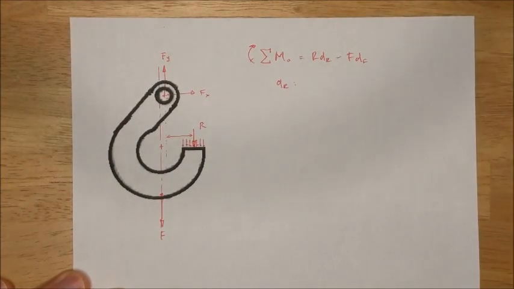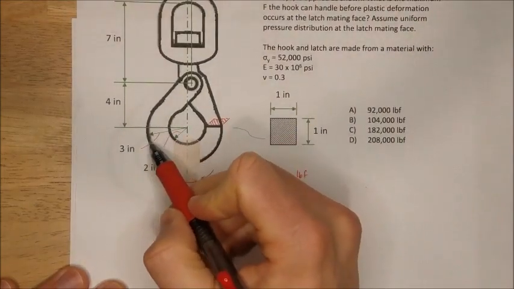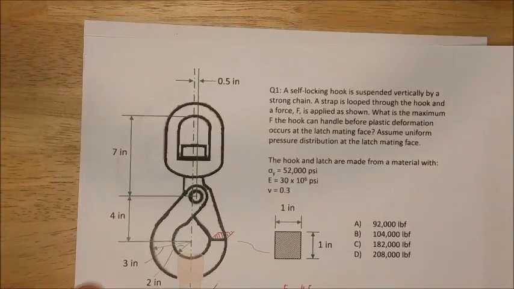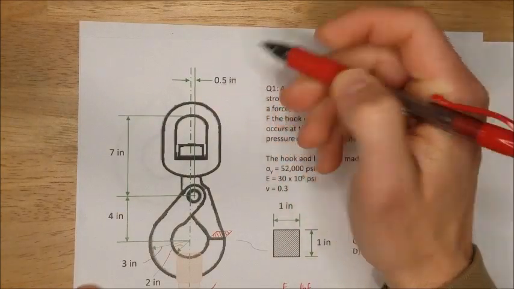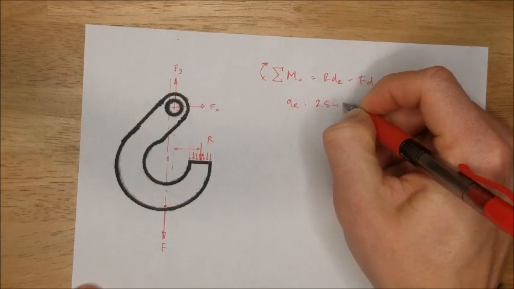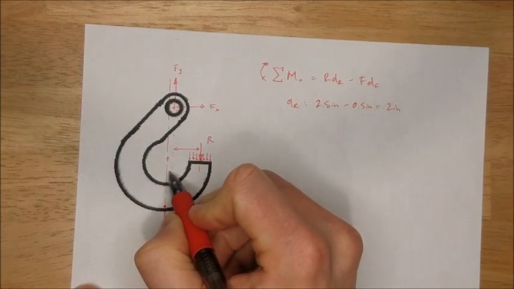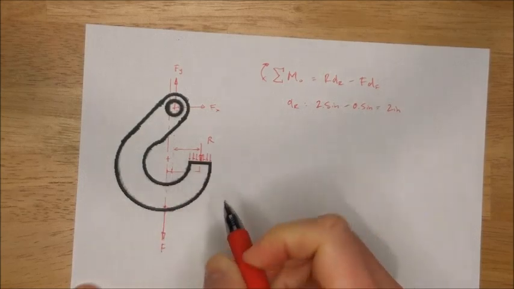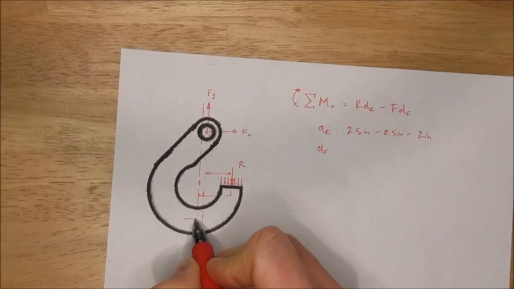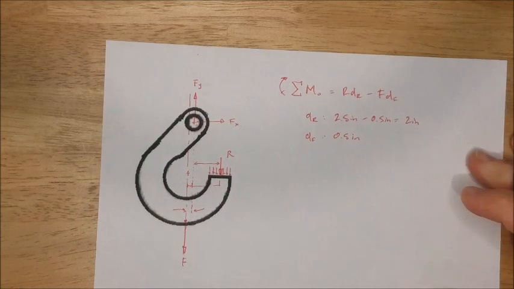And what is that value? Let's look back at our question again. Outside radius of this hook is 3, inside radius is 2. And the offset from center line to my pin is 1/2 inch. So 2.5 inches minus 0.5 inches equals 2 inches. This is 2.5, this is 0.5, so I get 2 inches. dF is straightforward. That's this distance, which is given in the problem diagram, 1/2 inch.